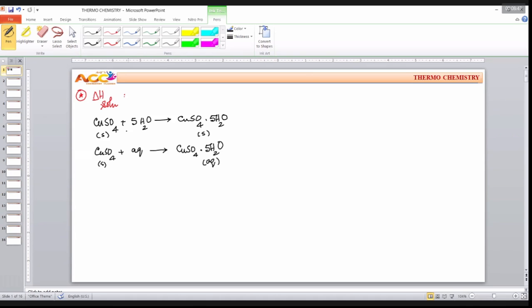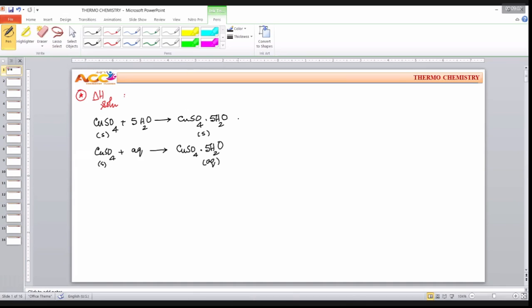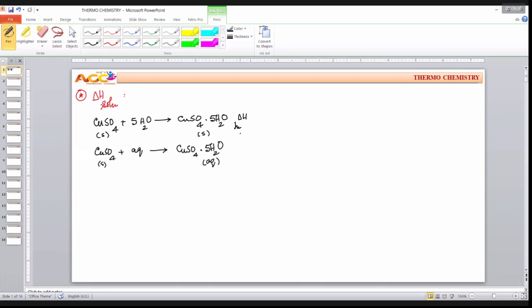And for that purpose, we don't write xH2O; we don't specify the number of moles. We simply specify aq. It means we have added a bulk quantity of water. This is defined as enthalpy of hydration. This is known as enthalpy of solution. This is called enthalpy of hydration. Now, this is known as enthalpy of solution.